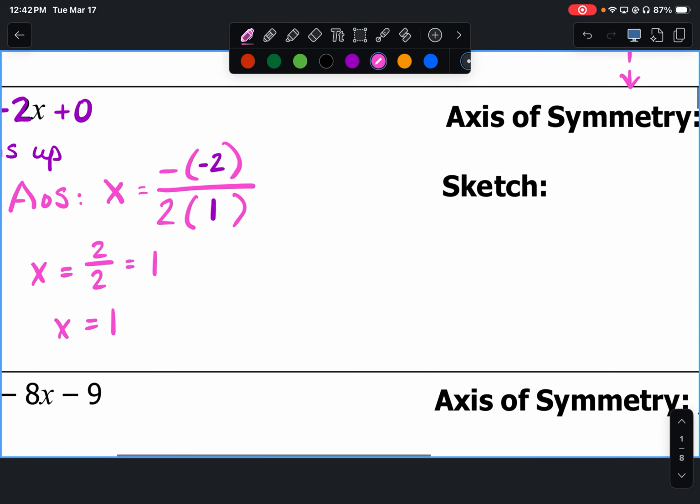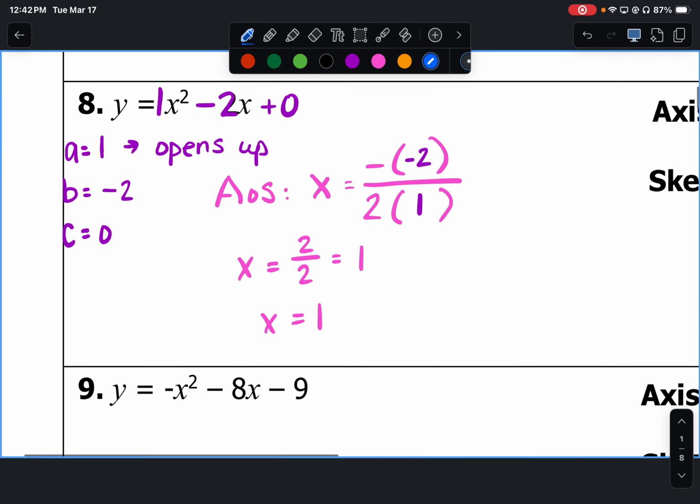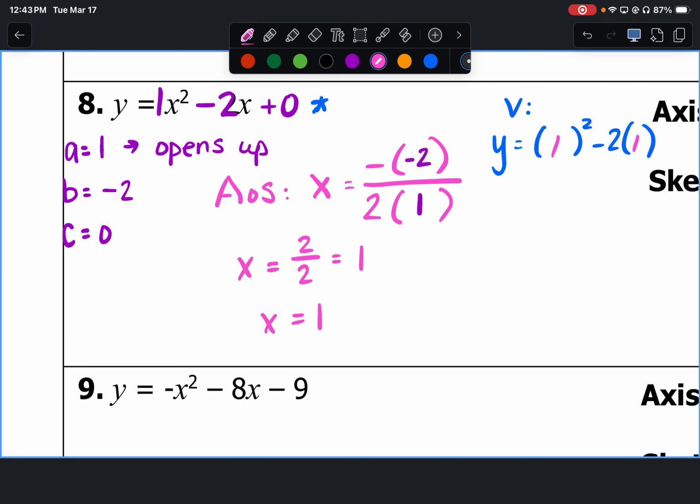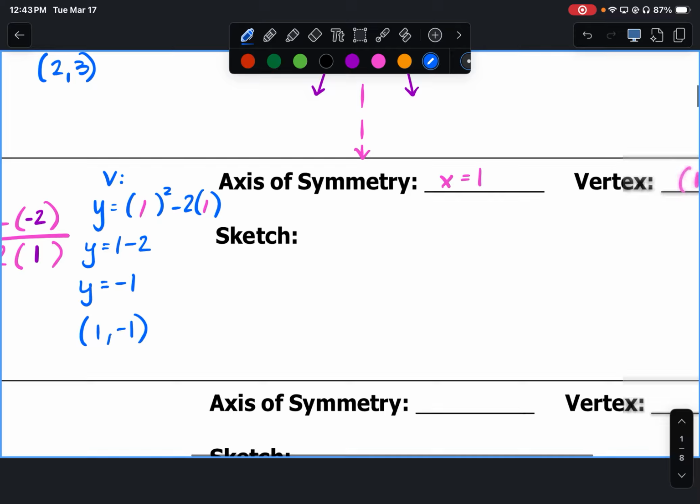Now we're going to find our vertex. To find the vertex, we plug our axis of symmetry into our original equation. So we have y is equal to x squared minus 2x. And what do I need to plug in for x? 1. What is 1 squared? 1. What is negative 2 times 1? What is 1 minus 2? So our vertex is the point 1, negative 1. So we're going to go over here and add this in.